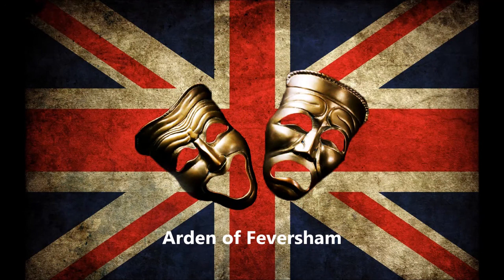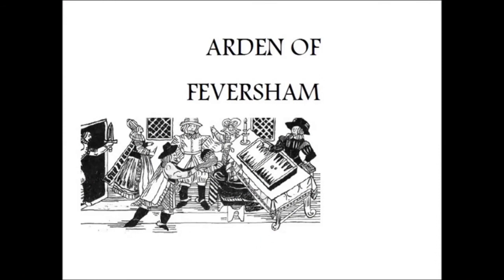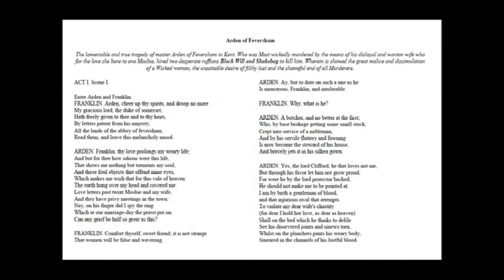Arden of Faversham is one of the earliest examples of professional English plays. It entered the register of the Stationers' Company on the 3rd of April 1592 and was printed later that year by Edward White. It is anonymous, though Christopher Marlowe and William Shakespeare, according to the names of some characters, have been contemplated as its possible authors.